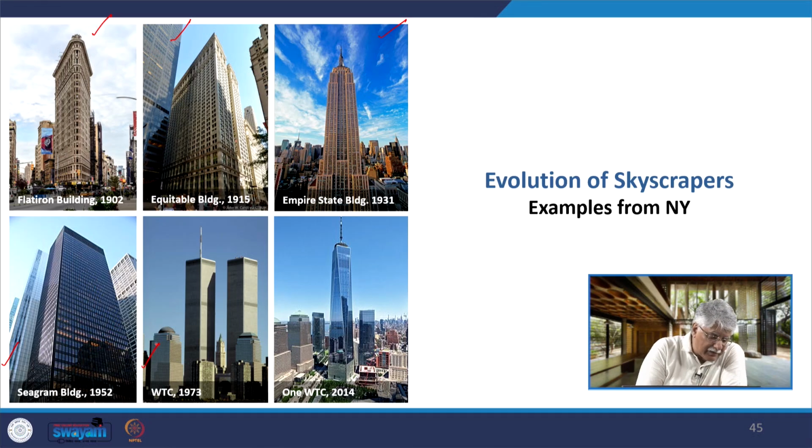The World Trade Center, which unfortunately became a landmark which reminds us of a tragedy, and then we have the One World Trade Center which has come up to show the resilience of the human spirit in 2014 at the same spot of the earlier World Trade Center.